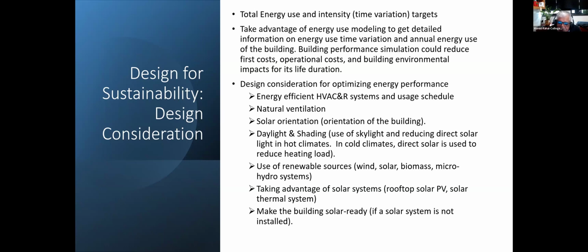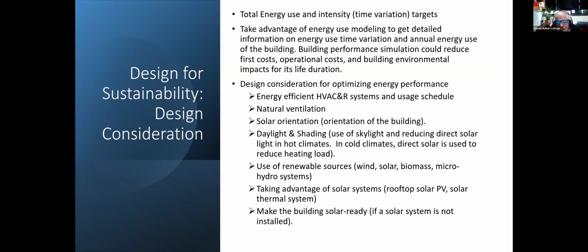Micro hydro systems, we don't have much in California, but there are a lot of places that have dams and small dams, and they use that as a way to generate electricity. Obviously, the biggest is in Nevada, where we have a huge dam that generates a lot of electricity. So you take advantage of solar systems. It's a rooftop solar photovoltaic to generate electricity, or a solar thermal system. I'll talk about that in a little bit.